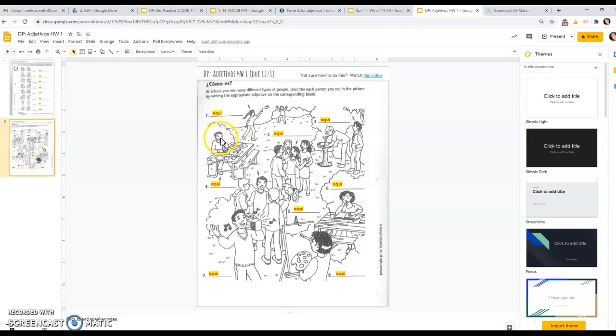I'm not sure if this one's talking about this guy or this girl over here. But, oh, there's the arrow showing me that it's pointing to her. So therefore, number 1 must be talking about her. So you have to figure out what she is doing. It looks like she's playing some sports, so she might be athletic. That might be a word. There's more than one possible answer for some of these.